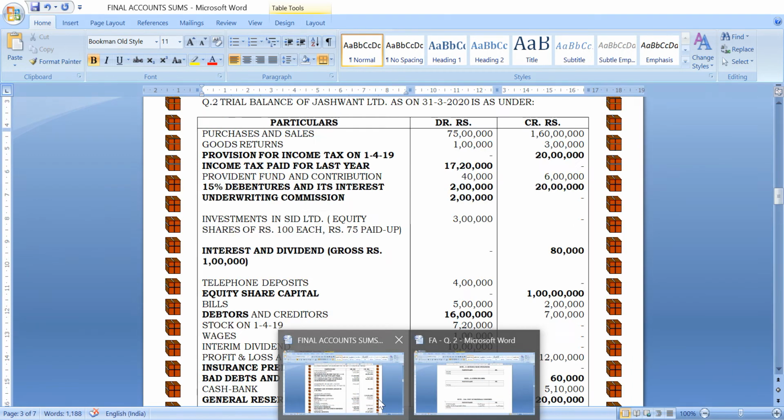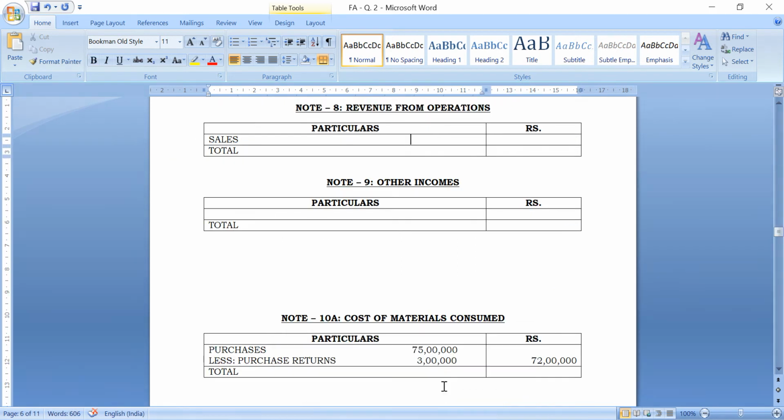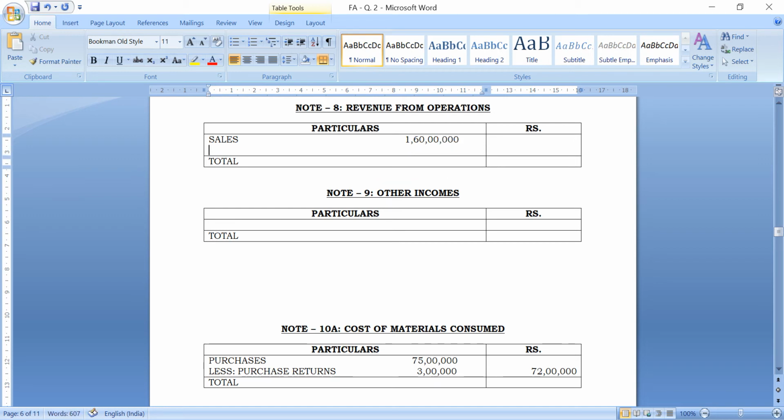Let us see, 1 crore 60 lakh. It is 1 crore 60 lakh less sales returns. See sales return below.